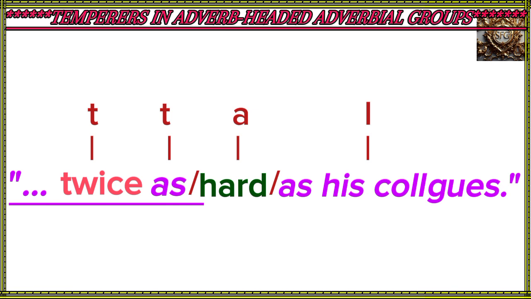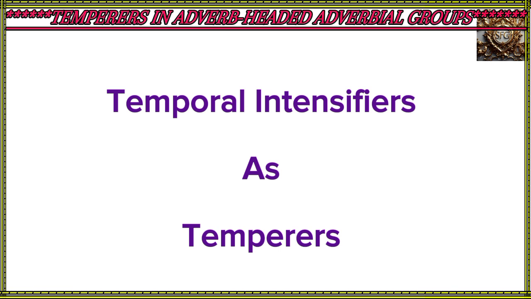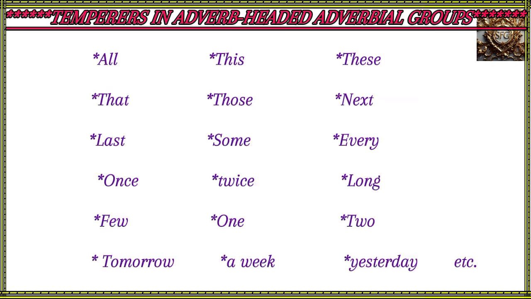As we round off our lecture on adverb-headed adverbial groups, it is pertinent to highlight the significance of temporal intensifiers that can also function as temporers within an adverb-headed adverbial group. The following is the list of temporal intensifiers: all, this, these, that, those, next, last, some, every, once, twice, long, few, one, two, tomorrow, a week, yesterday, etc.